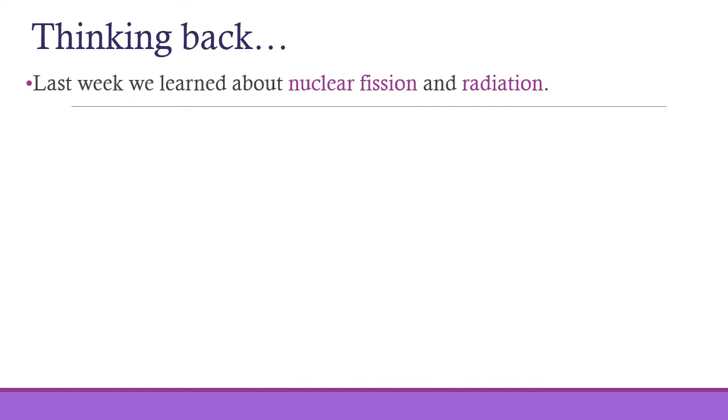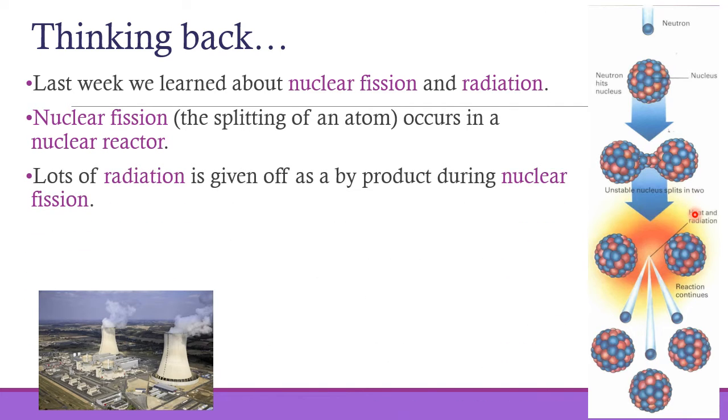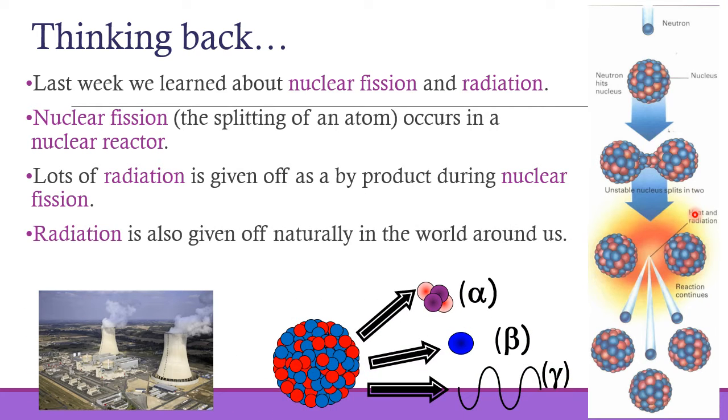Now, thinking back, this is just a little recap on radiation and things that you might have written in your spider diagram. So last week we learned about nuclear fission and radiation. Nuclear fission is a splitting of the atom and occurs in a nuclear reactor. The nuclear reactor's purpose is to produce energy, okay, which links into today's lesson. But also what it releases, whilst it causes the release of a lot of energy, it also causes the release of radiation. And lots of radiation is given off as a byproduct during nuclear fission.